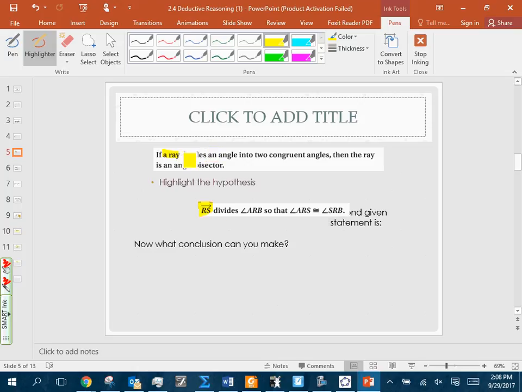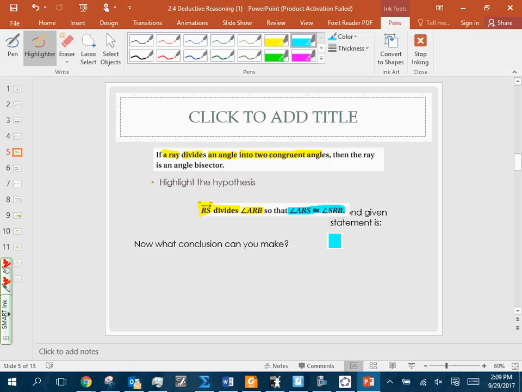Okay? This says divides. Does this say divides? Here it says an angle. Is angle ARB an angle? Yep. Up here it says into two congruent angles. Is this two congruent angles? Yeah. Okay. So do the objects that I have highlighted match? Yes. Okay. So we do have the law of detachment here.